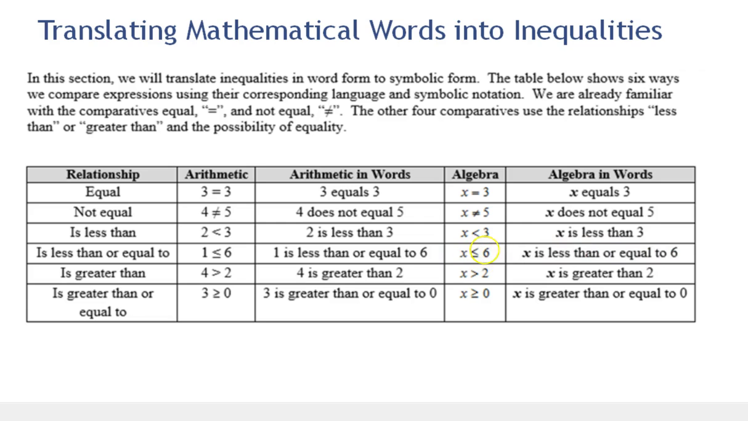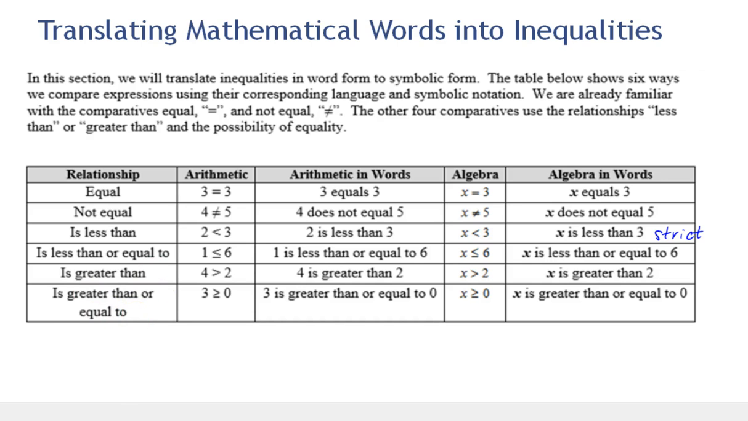So notice in the algebraic form, it would be a true inequality if we replaced x with 6 here, because x can be less than 6 or equal to 6. Where in the previous case, we have that x is less than 3. So let's just note that a term we frequently use when something is less than or greater than but cannot equal is a strict inequality. Okay. So then we also have is greater than or equal to.